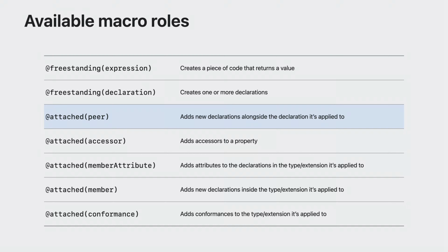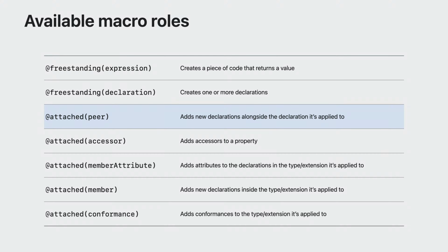We'll start with the attached peer role. A peer macro can be attached to any declaration. Not only variables and functions and types, but even things like import and operator declarations, and can insert new declarations alongside it. So if you use it on a method or property, you'll end up creating members of the type. But if you use it on a top-level function or type, you'll end up creating new top-level declarations. That makes them incredibly flexible.